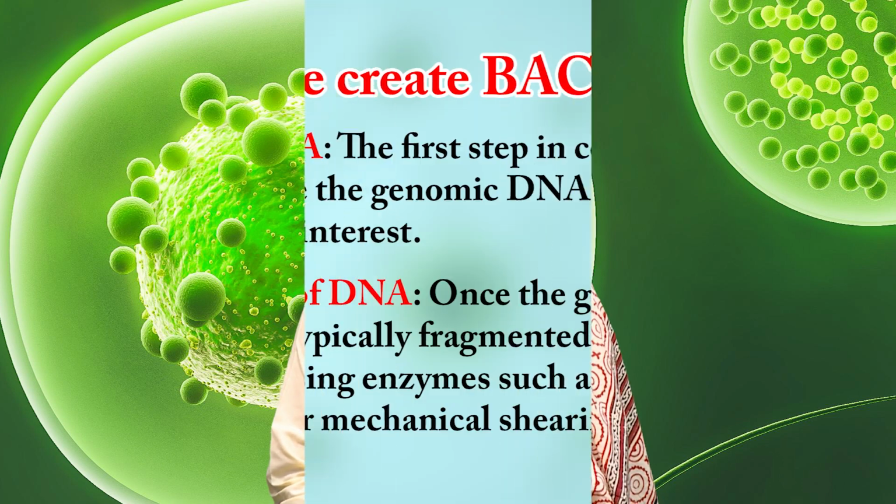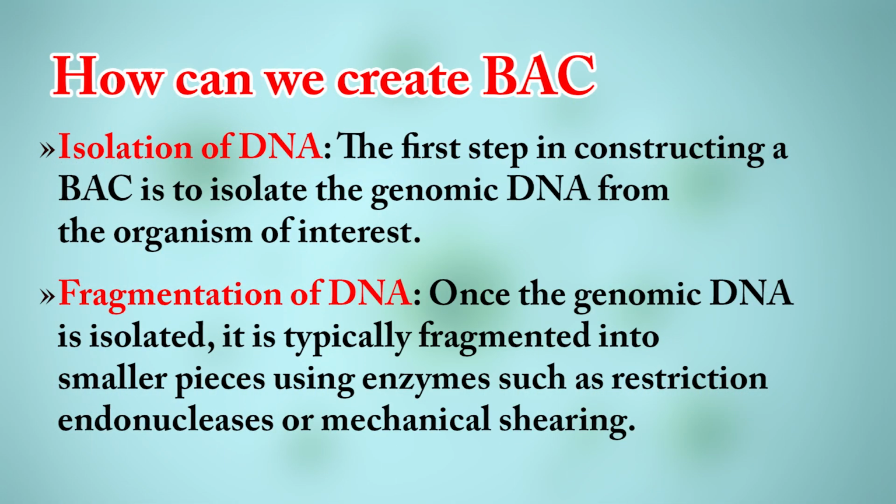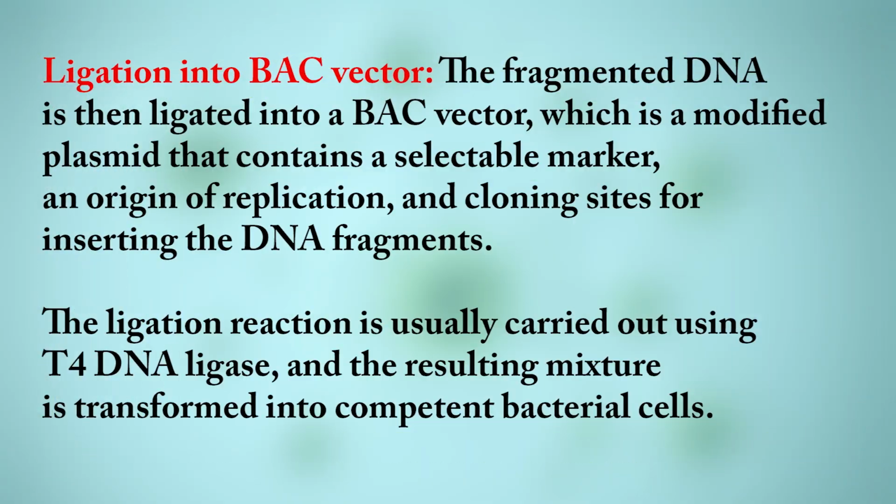Actually, how do we create the BAC as a cloning vehicle? So, these are the steps. First, we have to isolate the DNA. When you start the cloning, first of all you have to isolate the genomic DNA from the organism of interest. Then, once you isolate the genomic DNA, you cut it into smaller pieces. You have tools like restriction endonuclease enzymes to isolate the gene of interest from the isolated DNA or the genome. Then you have to ligate into the vector.